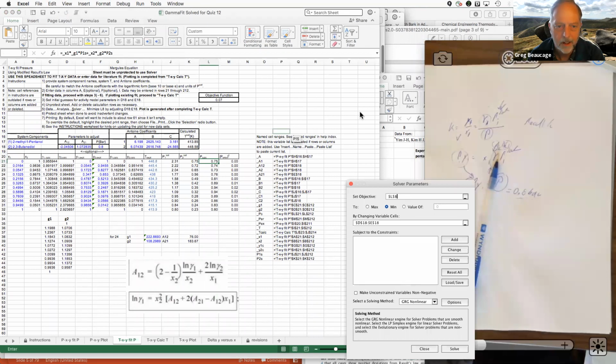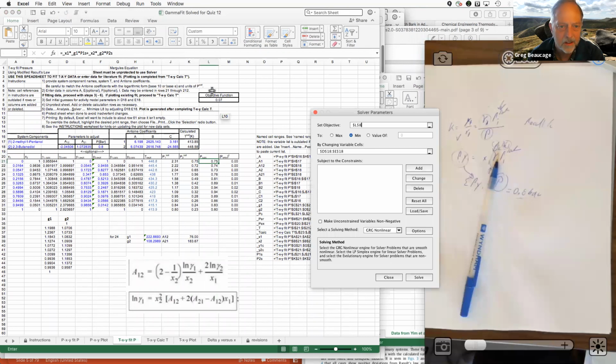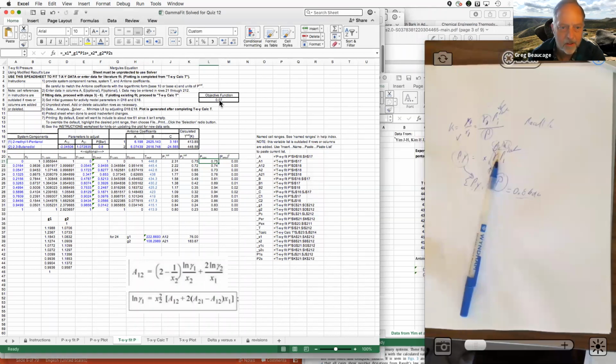Let's see, highlight that. The objective is here, it's L8. That's going to be the sum of the squares of the difference in the pressure between calculated, like 0.75 minus 0.8, squared, and then you sum up all those. That gives you this 0.07. Then the Solver routine will just minimize that by changing the A's. That's already done here. So that's how this thing works, and you get the two A's.